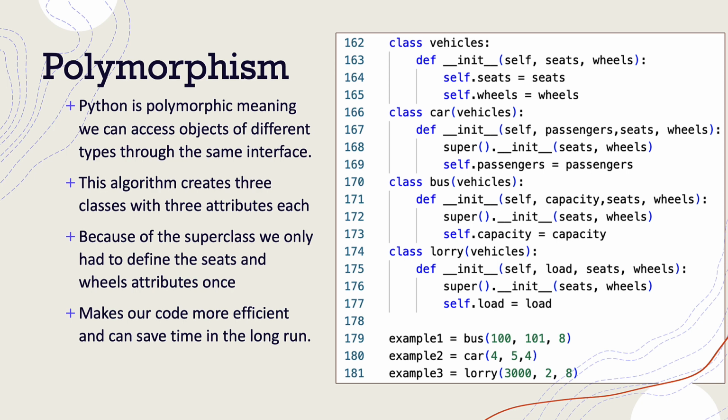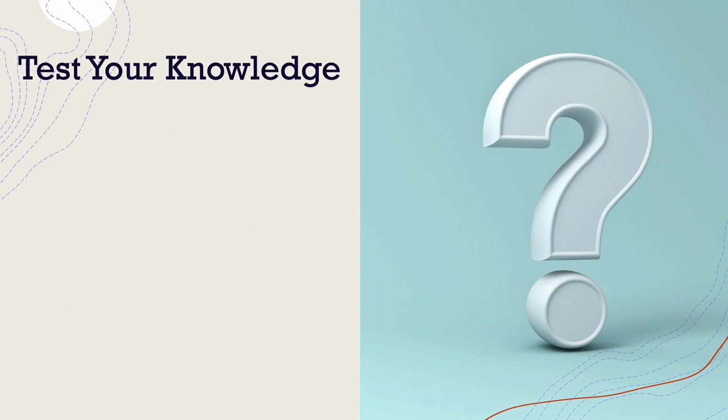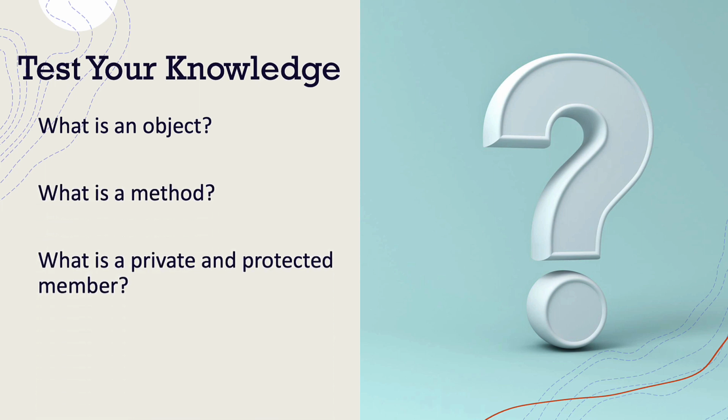Now we have reached the conclusion of this video. So like always, we're going to put your knowledge to the test. What is an object? What is a method? What is a private and protected member? And what does the super function do?